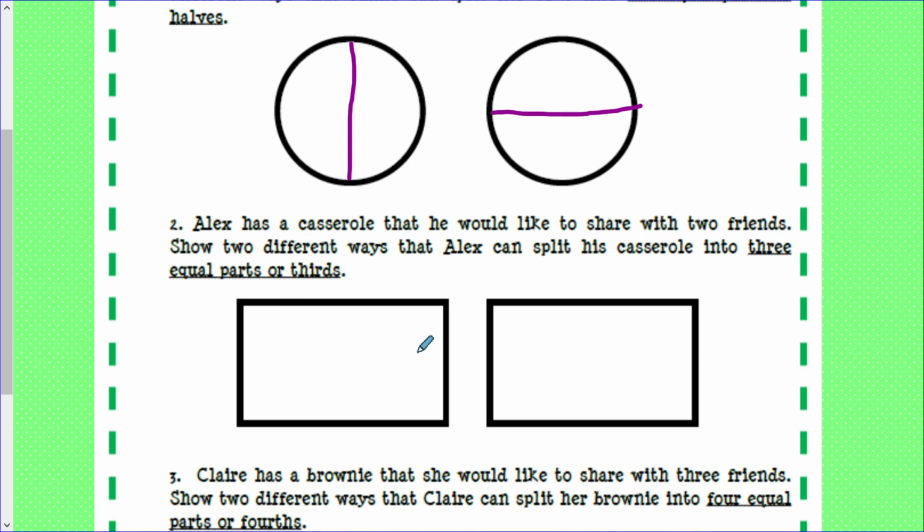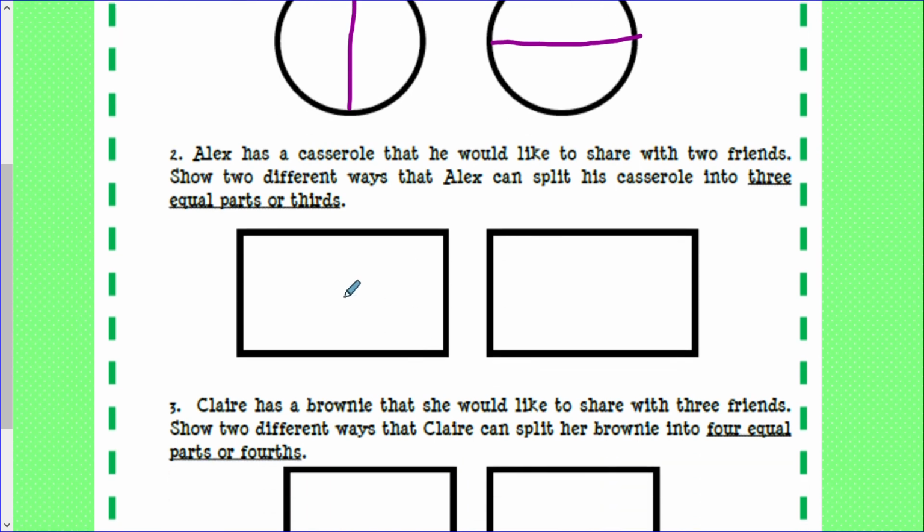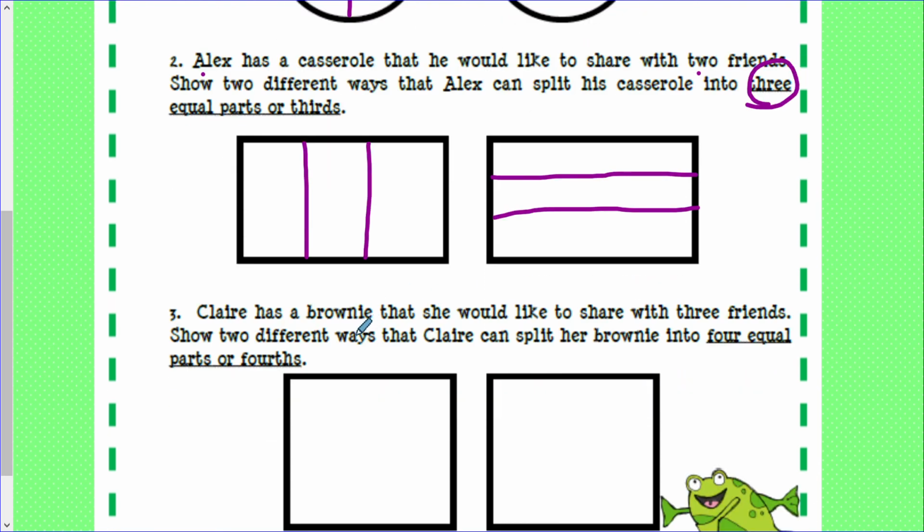Alex has a casserole. He wants to share it with his 2 friends. So it's Alex and his 2 friends makes 3 people in all. So I need to divide it into thirds, 3 equal parts. We could do that. Do you know the other way? Horizontal lines.